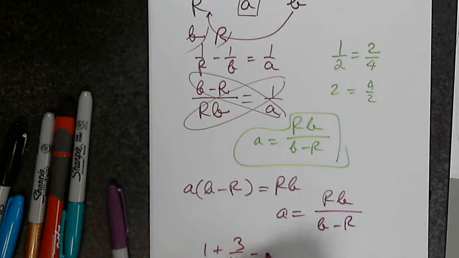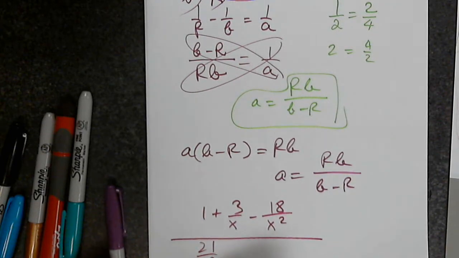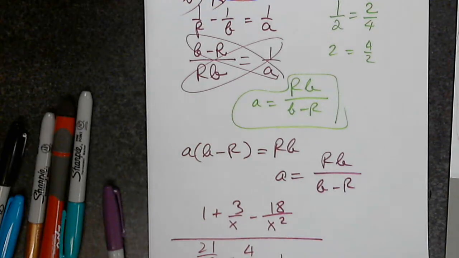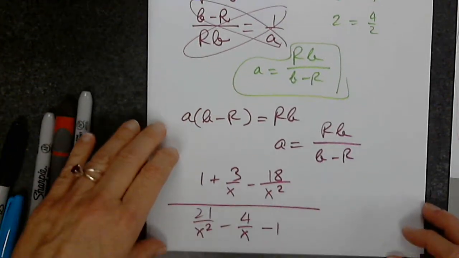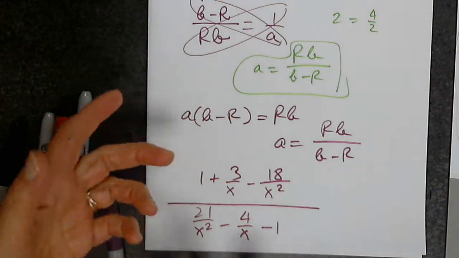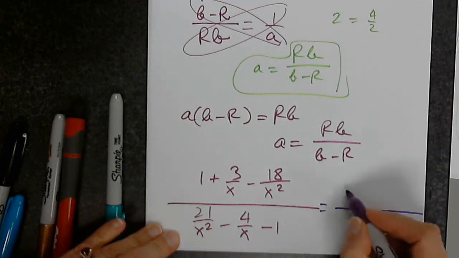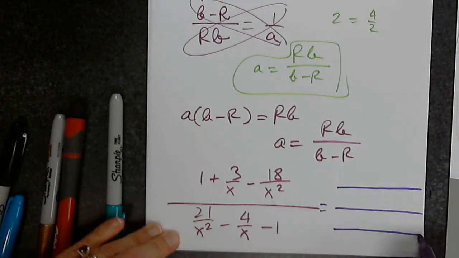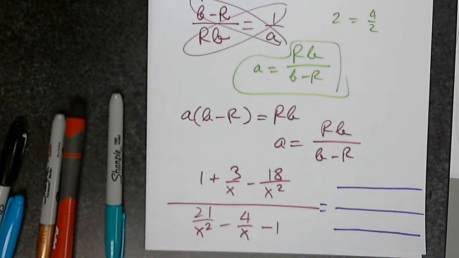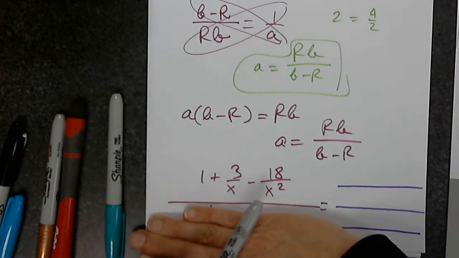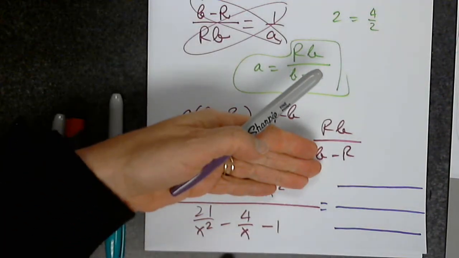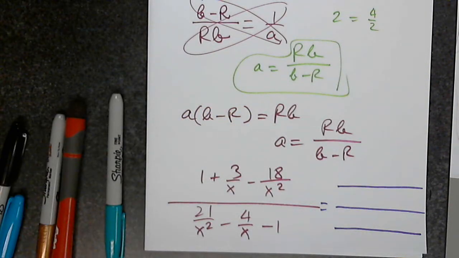I'm going to start with B. So 1 plus 3 over x minus 18 over x squared, everything over 21 over x squared minus 4 over x minus 1. And then we'll choose the next one for you. There is nothing you can do here. You cannot flip. You cannot do anything but this. And you'll tell me what is my hint? What does my hint tell you to do? Yes. Simplify the top to one fraction. Then simplify the bottom to one fraction. And then just divide them.